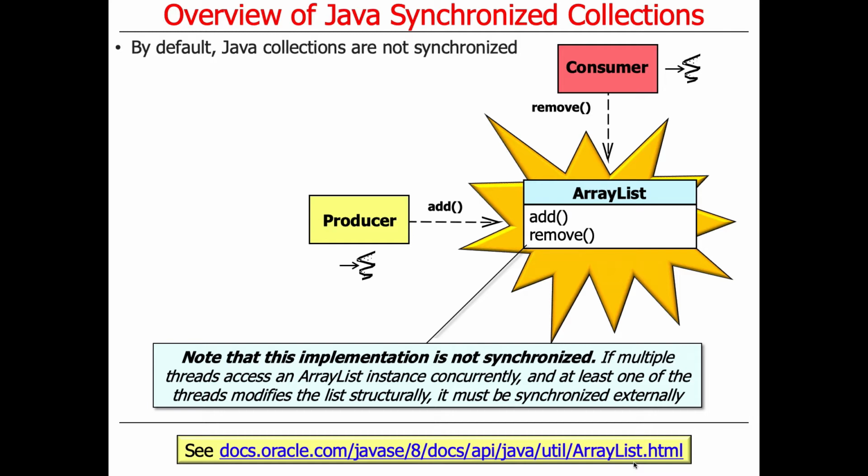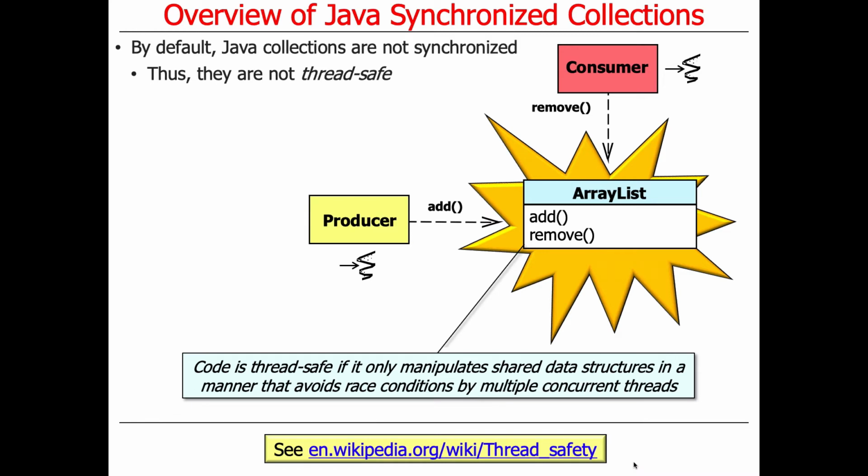By default, Java collections are not synchronized. So if you try to use, say, ArrayList, and you've got a producer thread and a consumer thread, and they're both adding and removing from the list at the same time, chaos and insanity will ensue. And if you take a look at the ArrayList documentation, it says the implementation isn't synchronized. Therefore, if multiple threads access an ArrayList instance concurrently, and at least one of the threads modifies the list structurally, in other words, adds or removes an element, it must be synchronized externally. And what it doesn't say there is, or race conditions will occur, because you'll have things colliding and corrupting the state. So that just means that they're not thread safe.